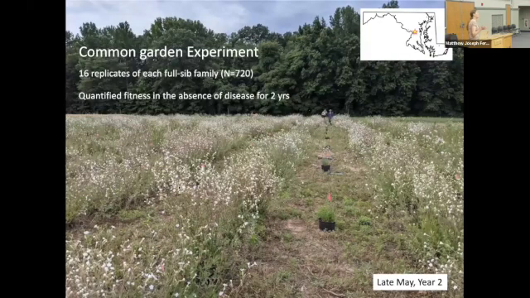Then we took those same 45 families and planted them out into a common garden, this time in scenic Beltsville, Maryland, which was not quite as nice working conditions, but it's okay in the spring. We had 16 replicates of each full-sib family, and we quantified fitness in the absence of disease for 2 years.